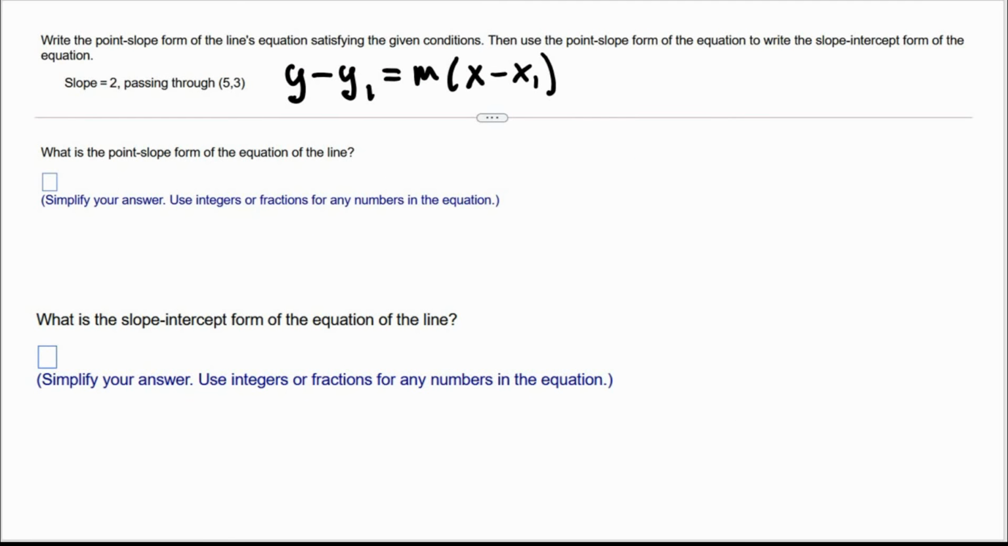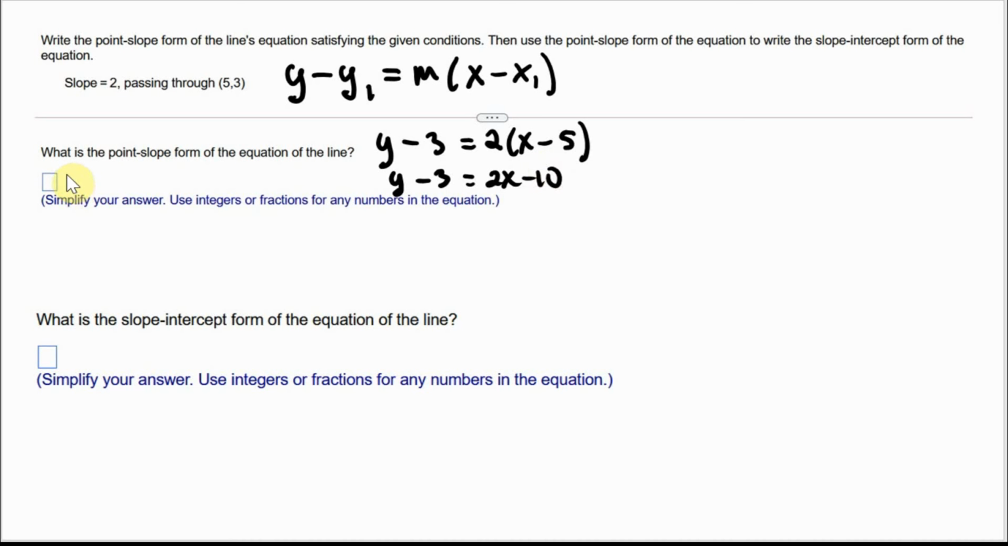So we come back here. So here this becomes y minus the y sub 1, which is 3, is equal to m, that's the 2, times x minus 5. Is that all right? Is everybody good there? We just plugged in. And then we're going to simplify. So here, this is y minus 3 is equal to 2x minus 10.